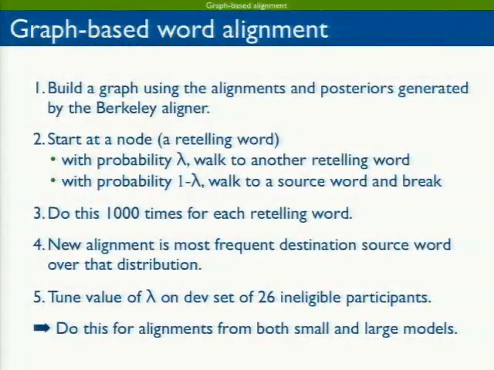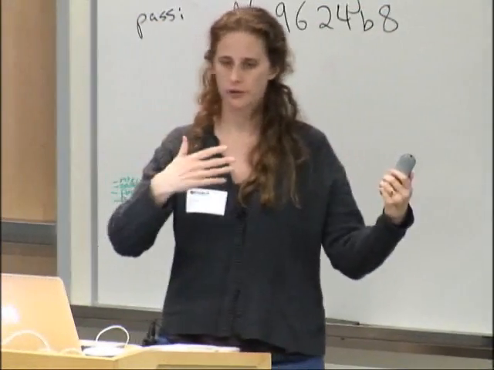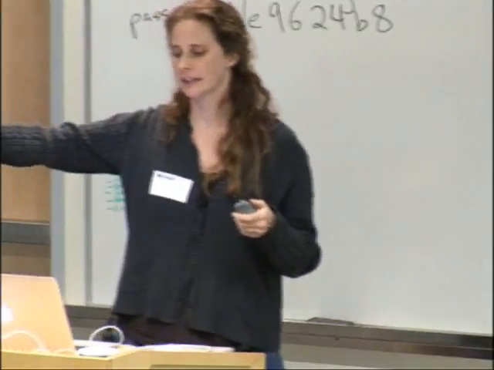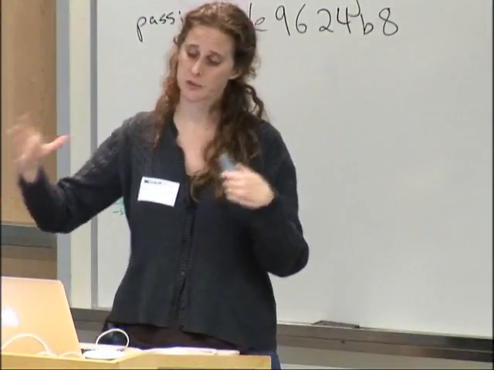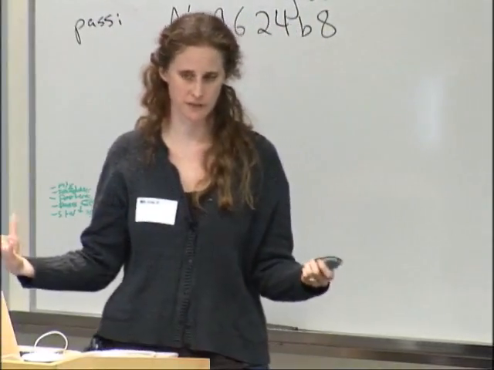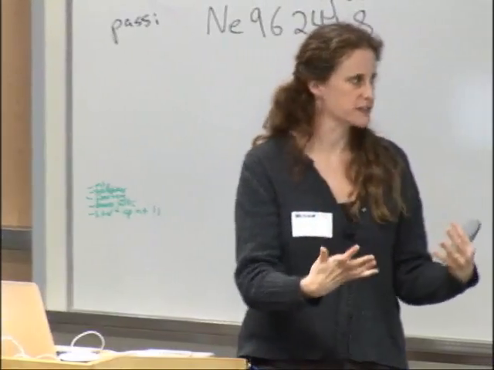So we build a graph using the alignments and posteriors generated by the Berkeley aligner. And this is the way the walk works. You start at a node, which is a retelling word. With some probability, you move to a word in another retelling. And with some other probability, you walk to a source word and you break. And you do this 1,000 times for every retelling word. And the destination source word that you end up at the most often is your new alignment.